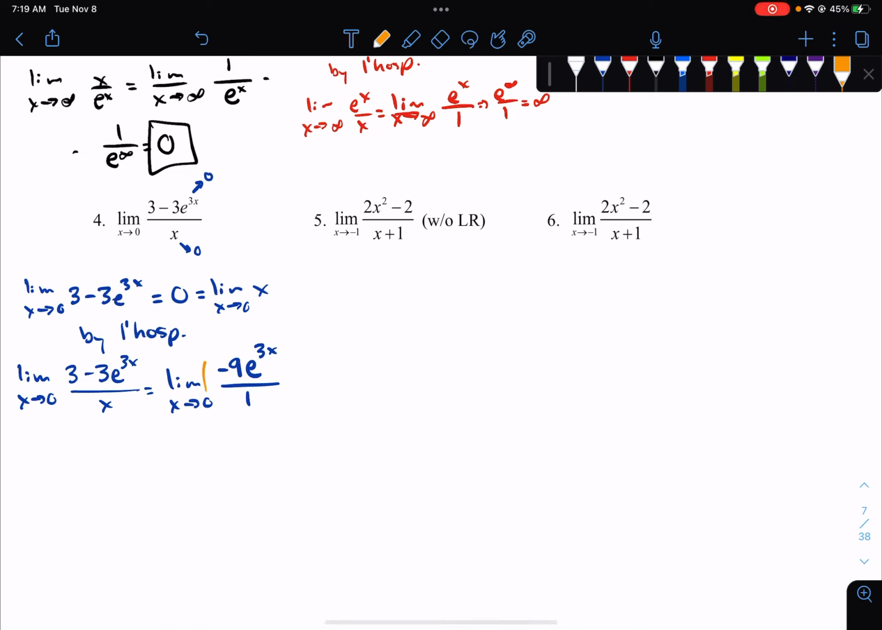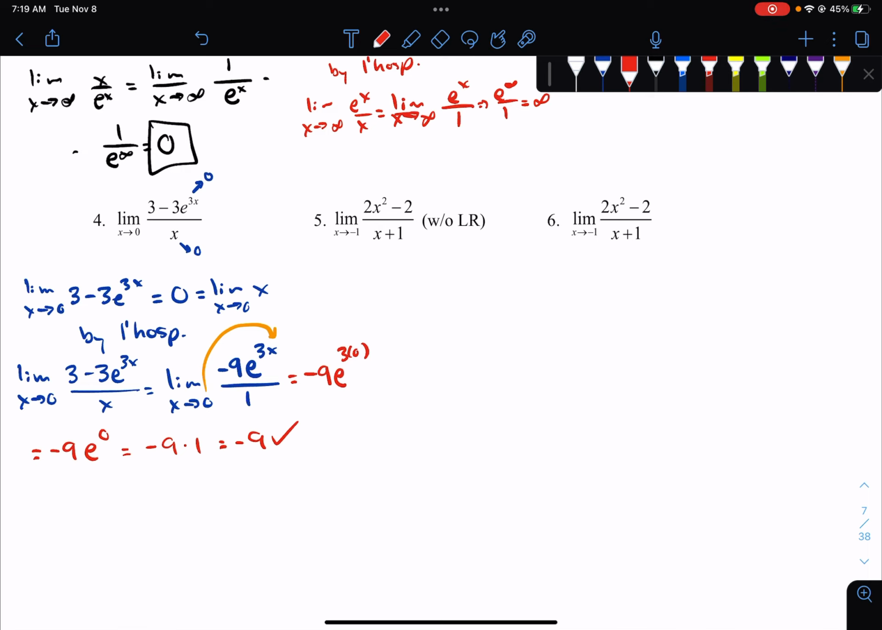So I can just take this 0, plug it in right there. Negative 9e to the 3 times 0 just equals negative 9 times e to the 0, which equals negative 9 times 1, which equals negative 9. You don't have to show all the algebra, but on the video, I would like you to see why I got what I got, okay?